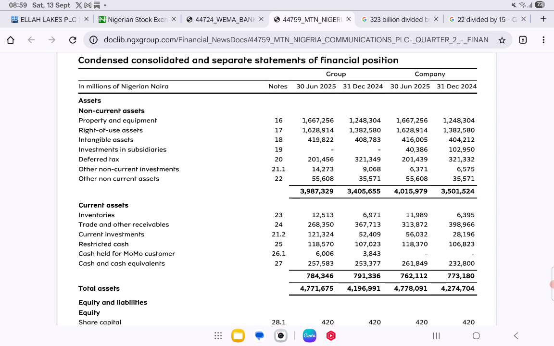Property and equipment, 1.6 trillion, right of use assets. And so when we use the term right of use assets for a telco, it simply means that you have equipment or property.